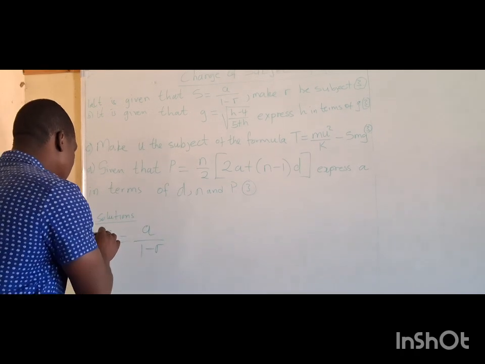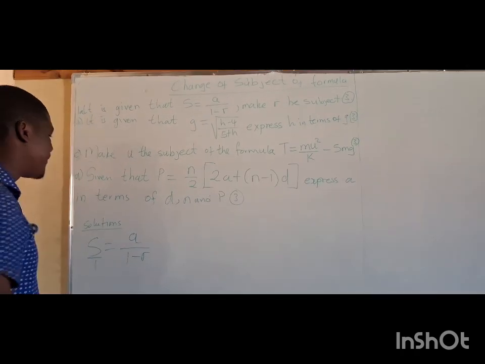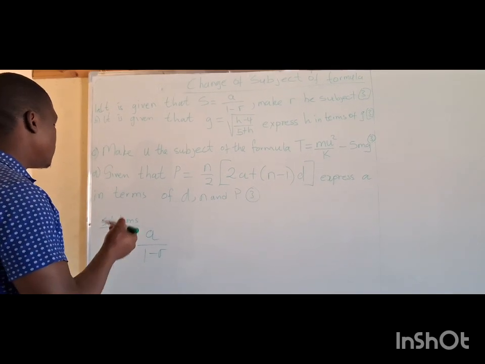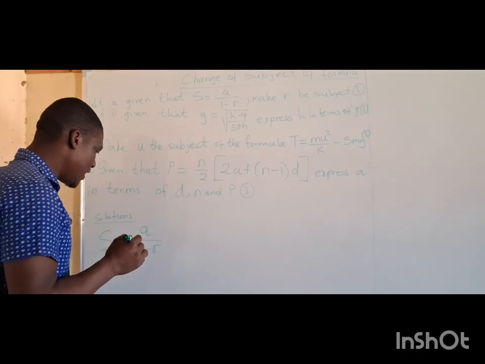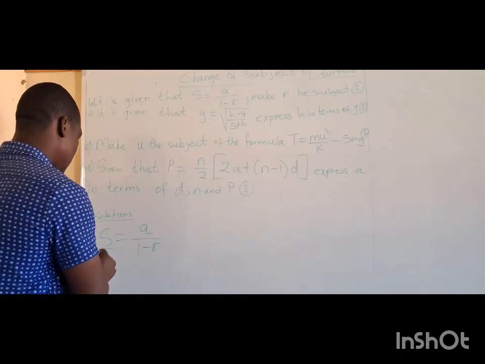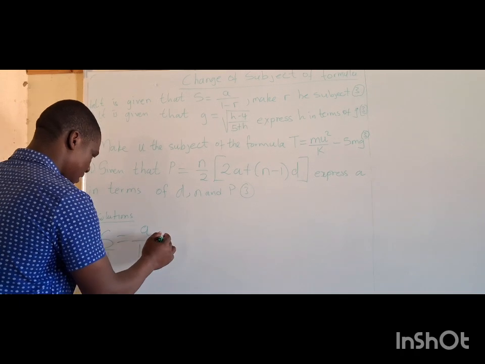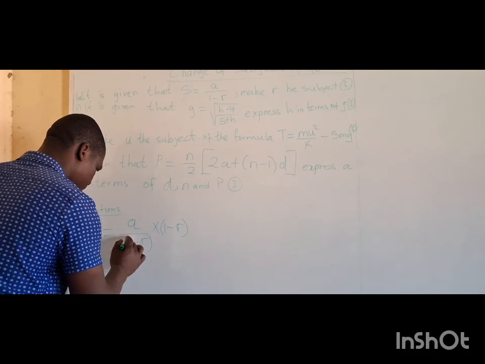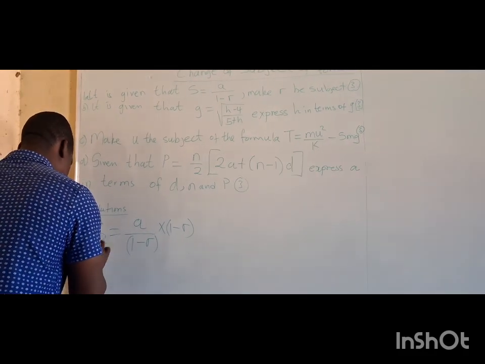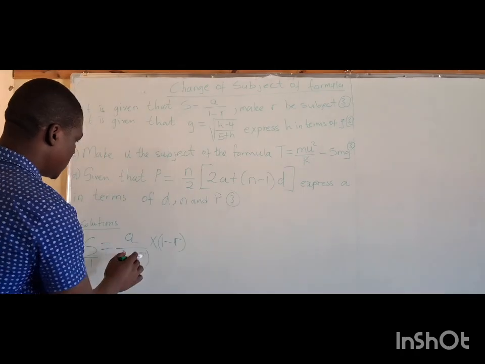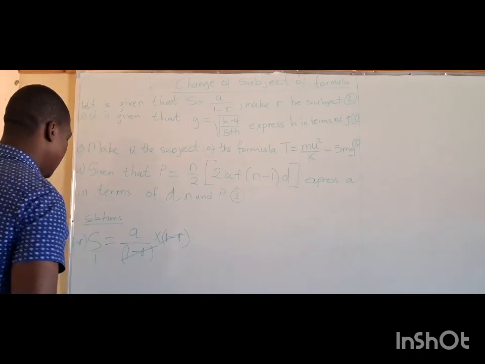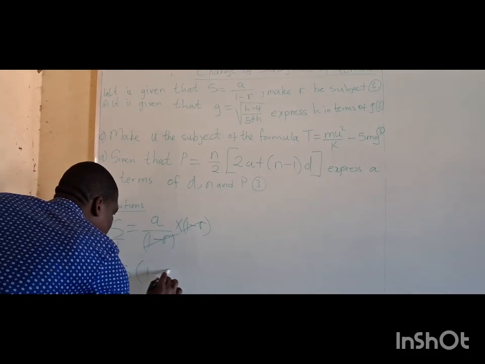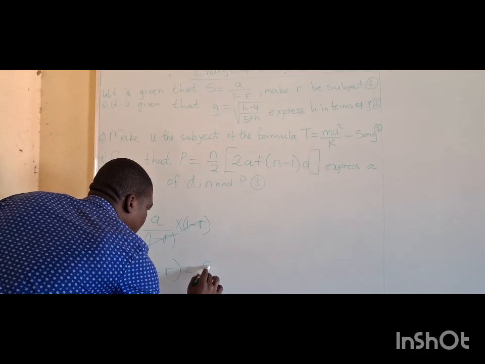We already know that S is S over 1. So in order to clear the denominator, you multiply both sides by the LCM. The LCM of 1 and 1 minus R is 1 minus R. So you multiply both sides by 1 minus R. Right, so 1 minus R and 1 minus R cancel each other. You are left with S times 1 minus R is equal to A.